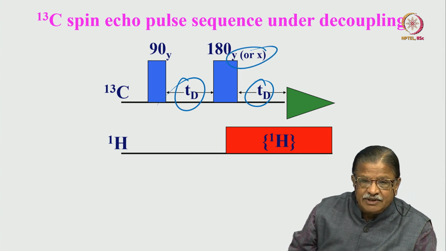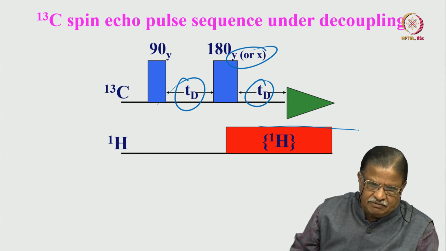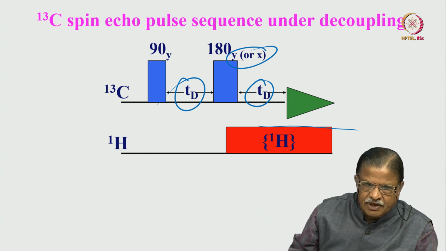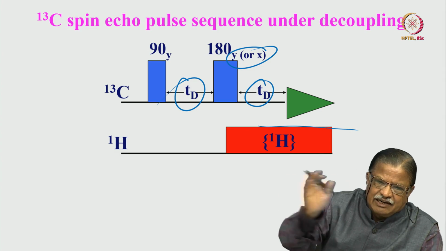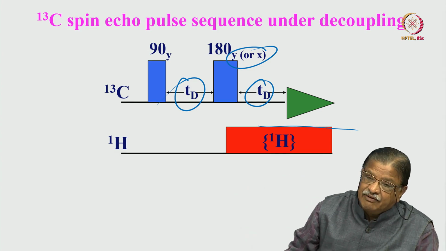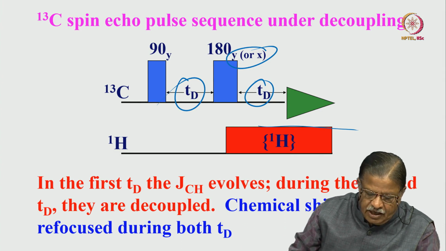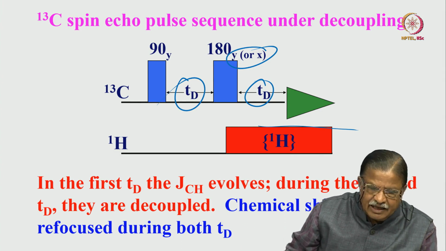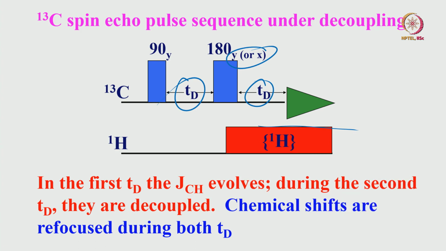And then what we do is, after this immediately we start collecting the signal while decoupling the proton. We need to do the decoupling, because carbon-13, as I told you, is always recorded with broadband decoupling, so that you get individual resonances for each chemically inequivalent carbon. So we have to do the decoupling. Fine. In the first TD, what will happen? Coupling between carbon and proton. Here I am taking carbon and proton, they evolve.